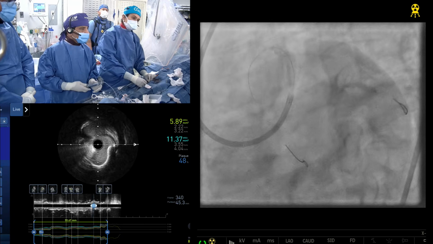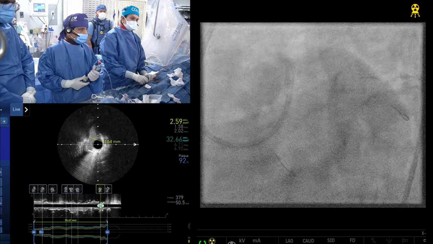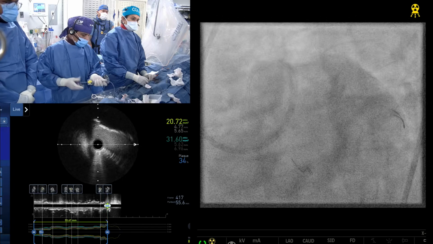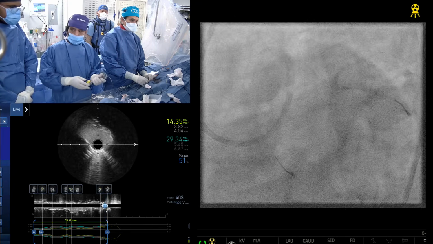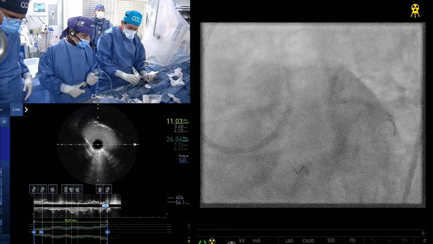Can't even see. Opened. Let me do one more. Get us a 3.5, 16 synergy, after we do IVL.